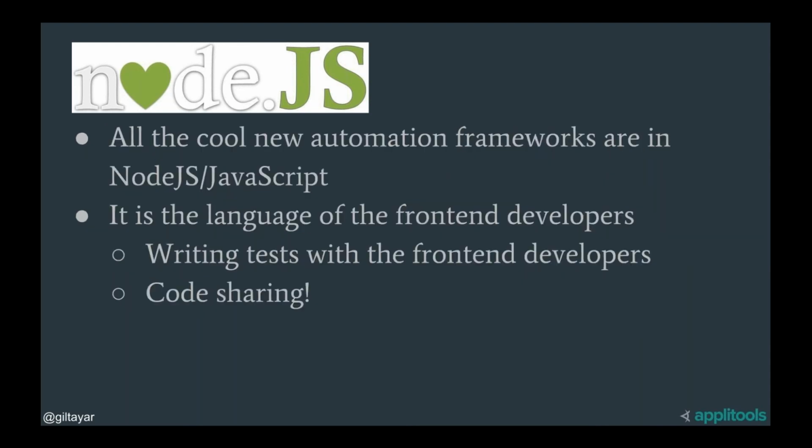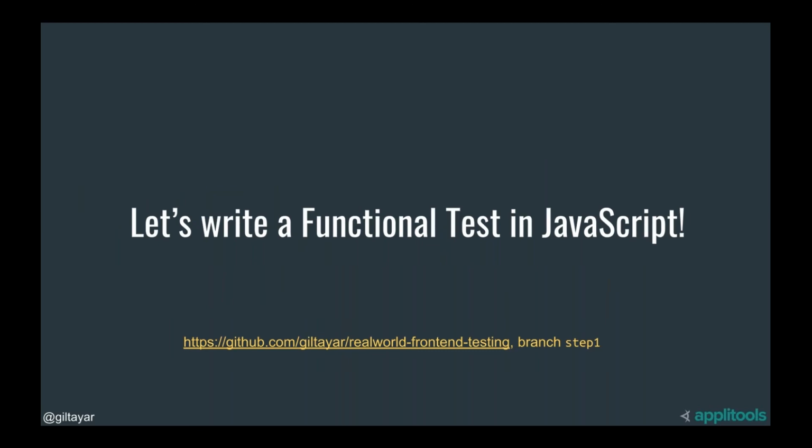And the important thing for me with JavaScript is that all the cool new automation frameworks are in Node.js and in JavaScript. If we're talking about Cypress or Puppeteer or TestCafe, they're in JavaScript. And the reason is very simple: front-end developers, it is their language, and when they write automation frameworks, they write them in JavaScript. So if you use automation frameworks in JavaScript and if you code in JavaScript, you can work with the front-end developers, share code between you, and even work together. So let's write a functional test in JavaScript.